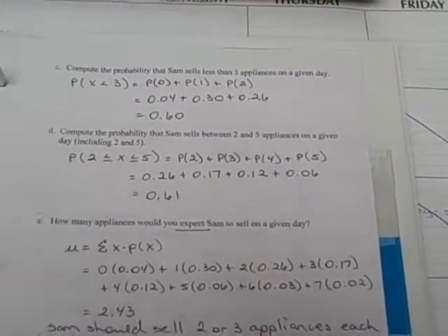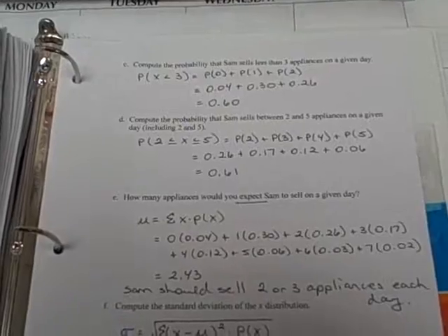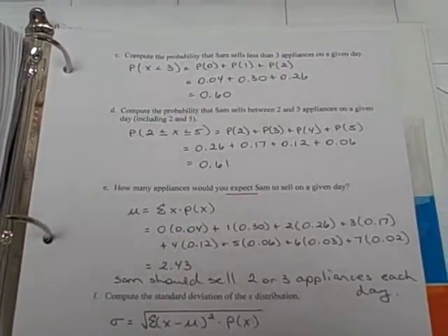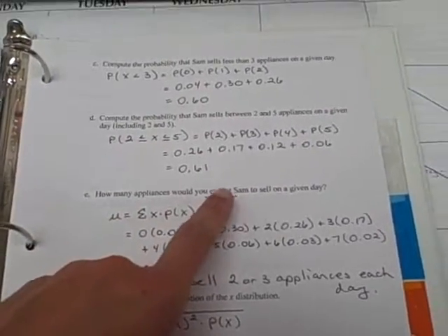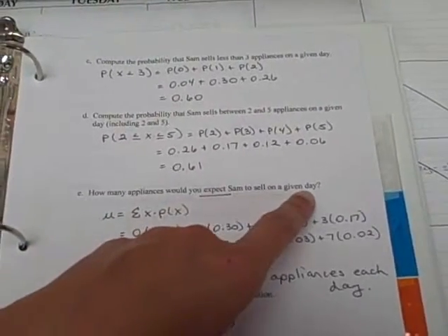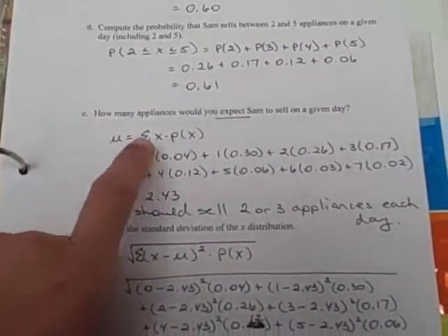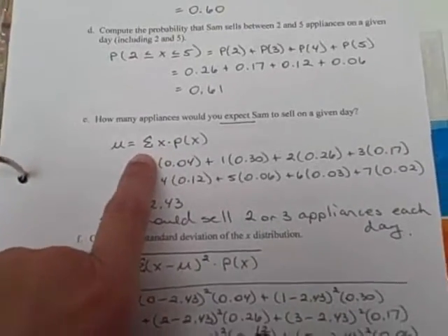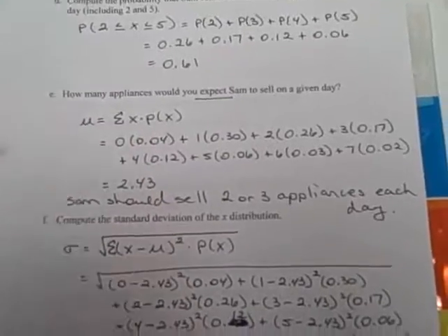Now, if you remember back in the notes where we talked about finding the mean of a probability distribution, it's now called an expected value. So when it says how many appliances would you expect Sam to sell on a given day, we're finding a mean. To find that mean, we take each X value times its probability plus the next X value times its probability plus, and so on.